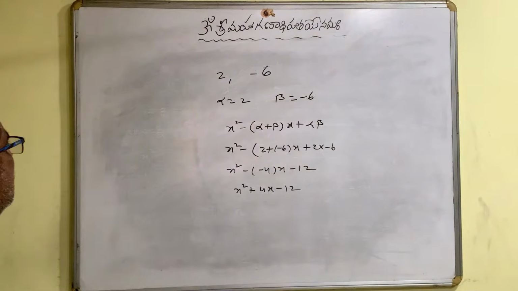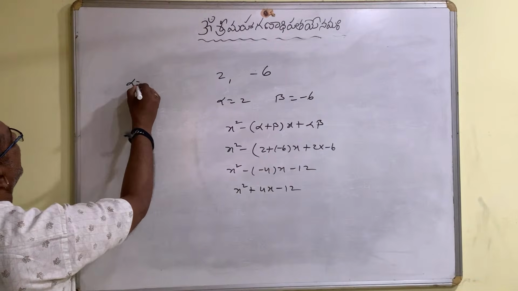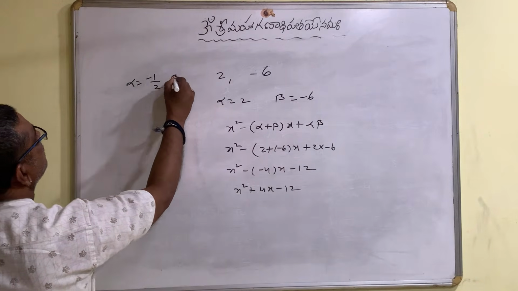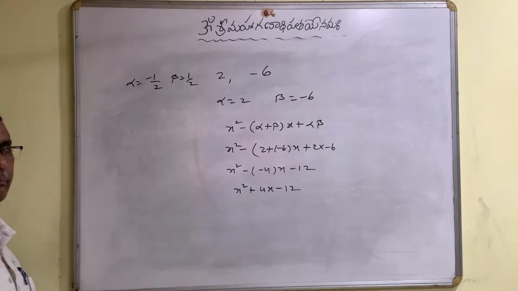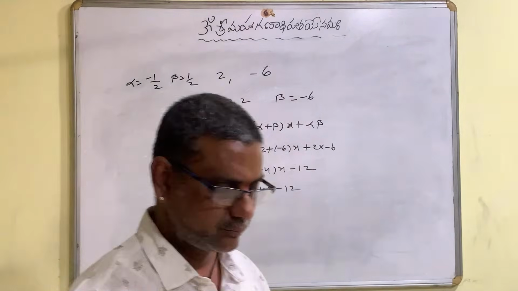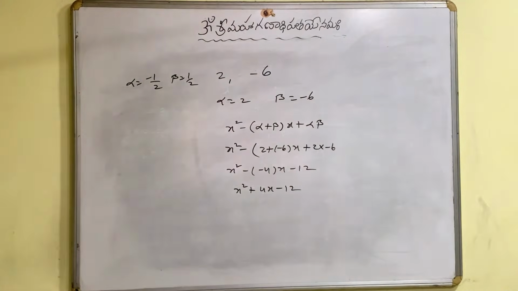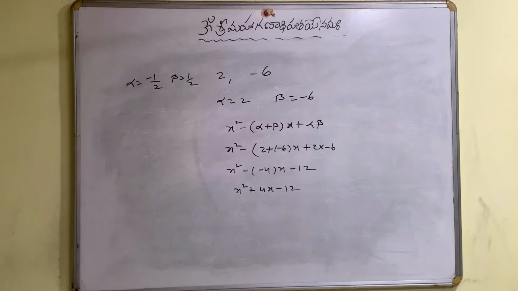Now, alpha is negative 1 by 2, beta is 1 by 2. Find the polynomial, children. Alpha is negative 1 by 2, beta is 1 by 2. Find the polynomial.